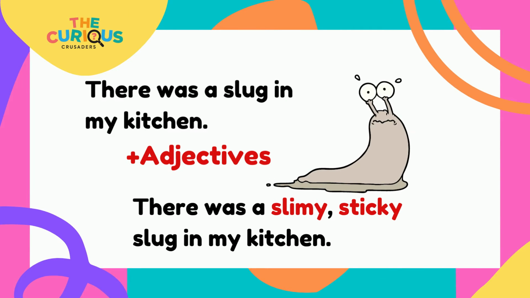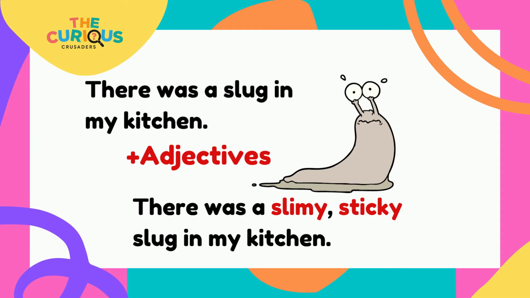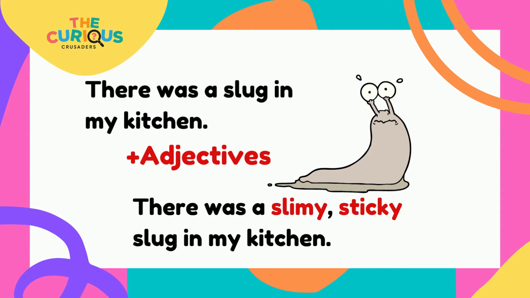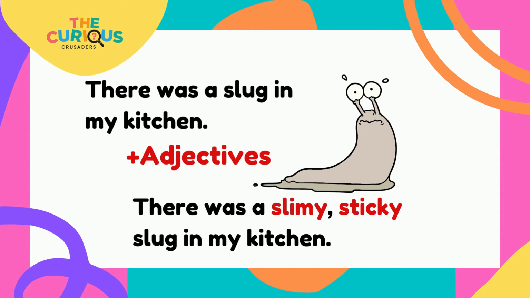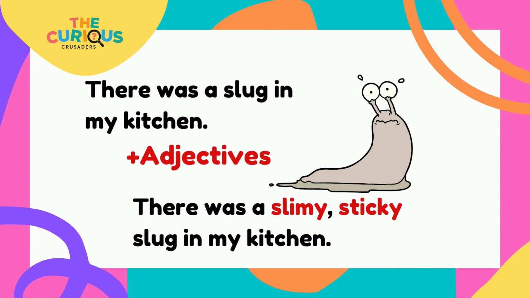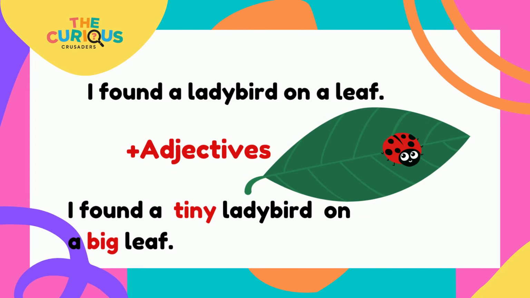There was a slug in my kitchen. With some adjectives, you can say there was a slimy, sticky slug in my kitchen. I found a ladybird on a leaf. Add some adjectives and you can say I found a tiny ladybird on a big leaf.